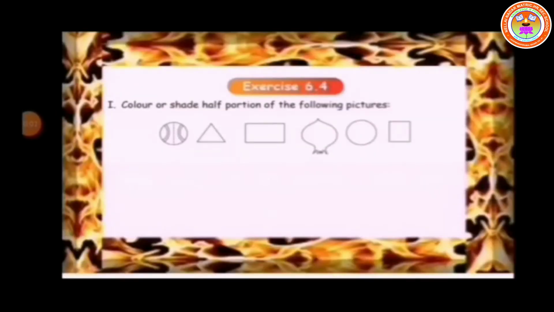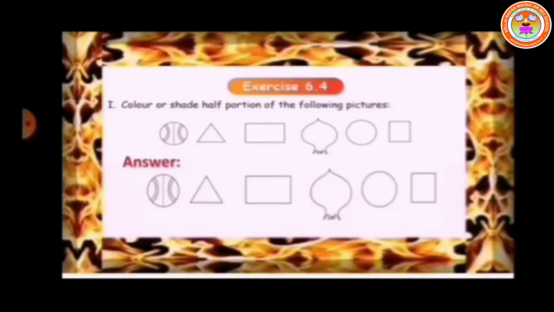Coming to exercise 6.4, first one, color or shade half portion of the following pictures. Let's go to the answer part. Here some pictures are given. First one ball, second one triangle, third one rectangle, fourth one pomegranate, fifth one circle, the last one rectangle. We have to divide into 2 equal parts and then we have to shade or color the picture.